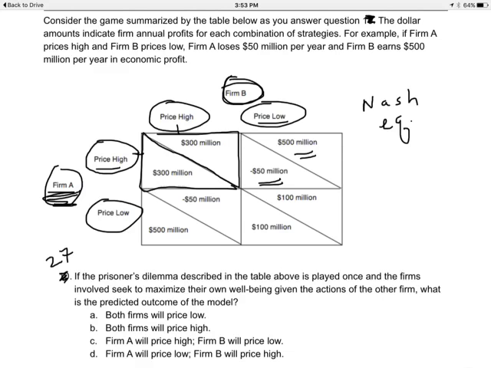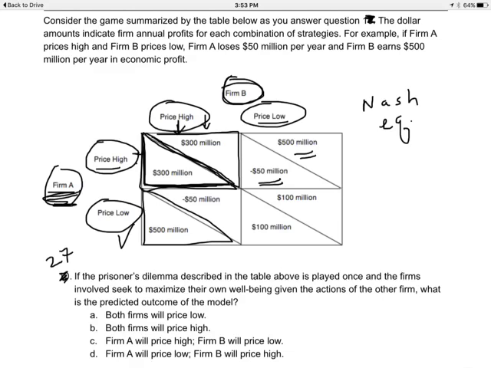All right, so let's think about it from firm A's position first. So let's suppose firm A thinks firm B is going to price high. What should A do? Well, firm A could price high and make 300 million. These are just rational, self-interested firms, and there's no payback. This is a one-shot game. There's no future. So if firm A thinks firm B is going to price high, firm A could price high and make 300 million, or they could price low and make 500 million. So firm A is best to price low.